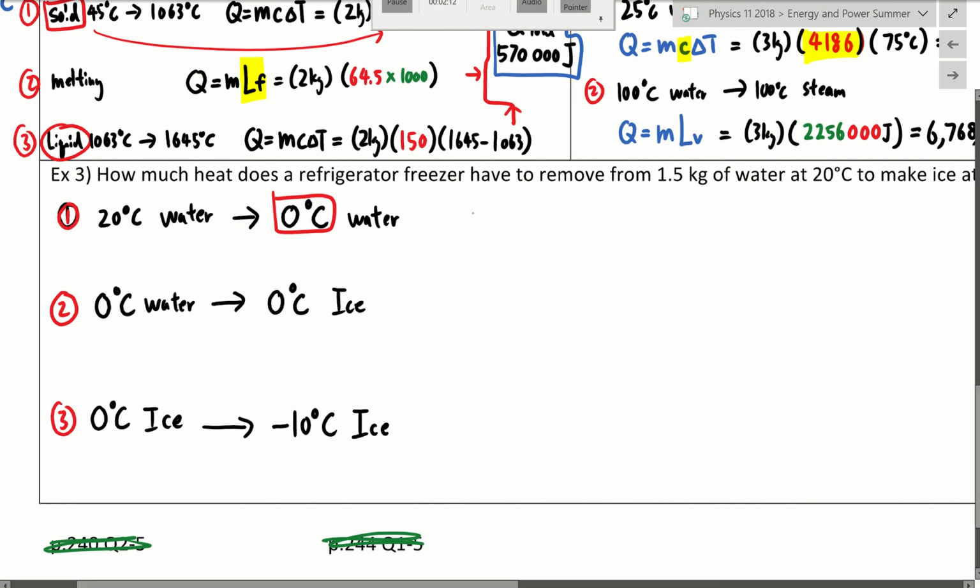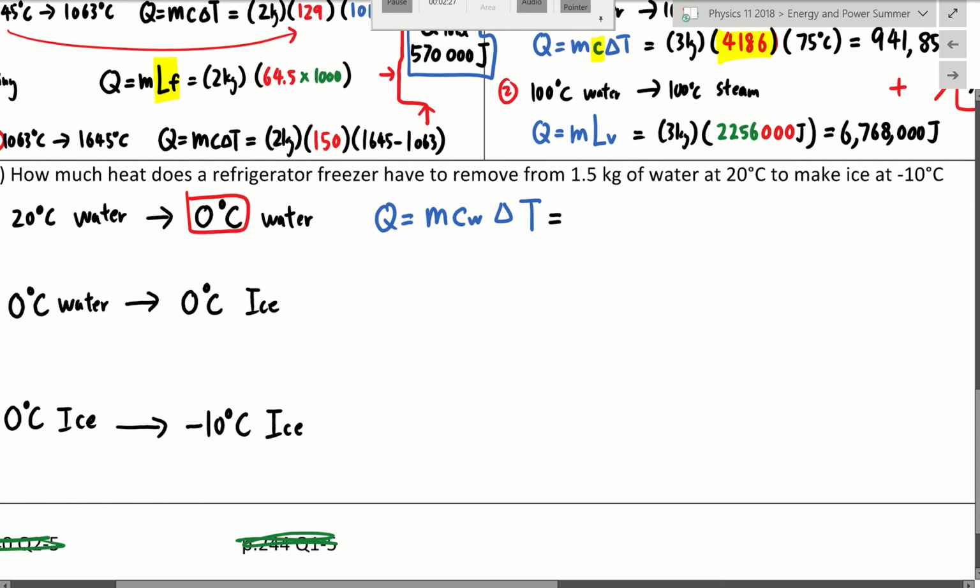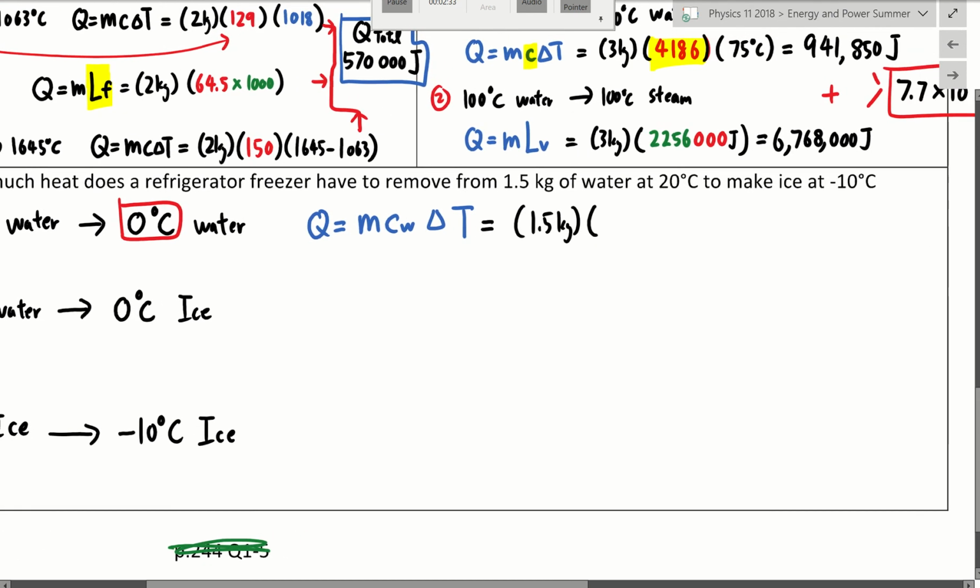Okay, so the first part is going to be mc delta T, where delta T is the change in temperature, right? So mass, specific heat for water, change in temperature for liquid water. Now, this is for water, so again, this number is something that we know very well. 1.5 kilograms, and then the specific heat, 4,186 joules per kilogram degree Celsius, multiplied by the change in temperature.